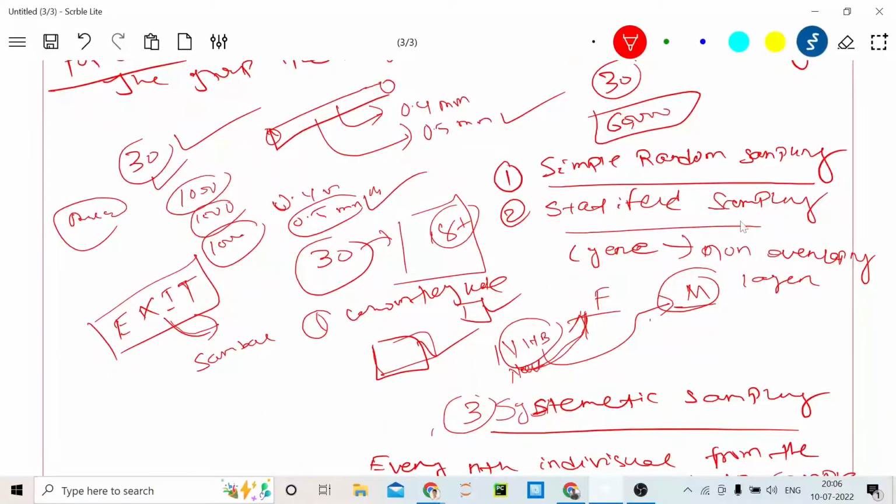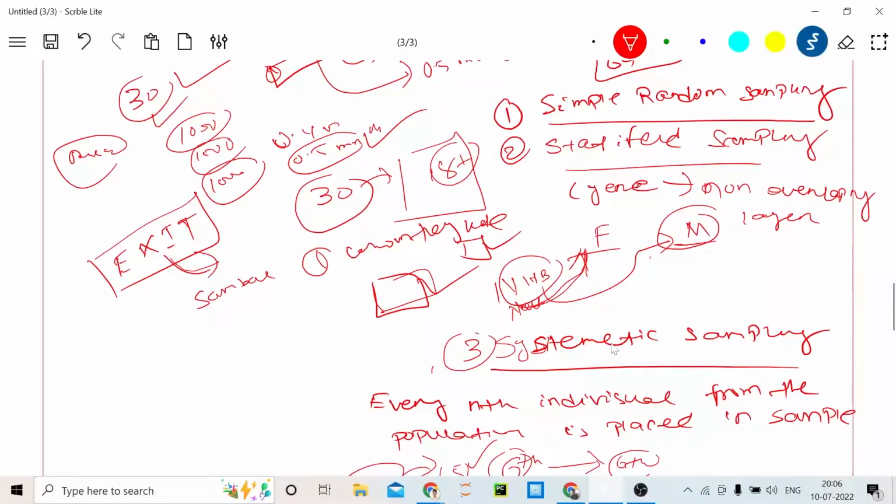But in stratified sampling, there is a layer that is non-overlapping, maybe male or female, maybe below poverty line and above poverty line. In that case, you just go to the person you are interested in. That means if you are doing a survey for cooking or caring of children, in that case you will just go to the female.